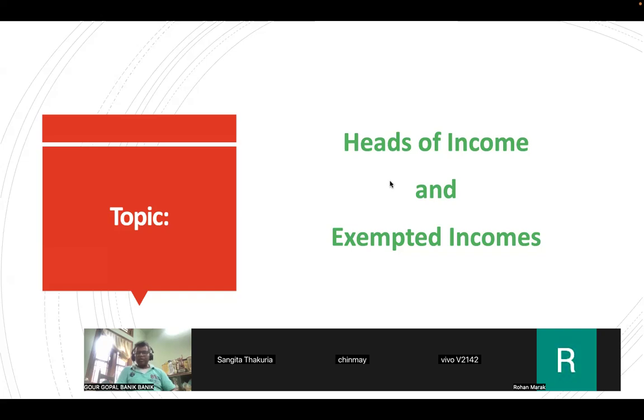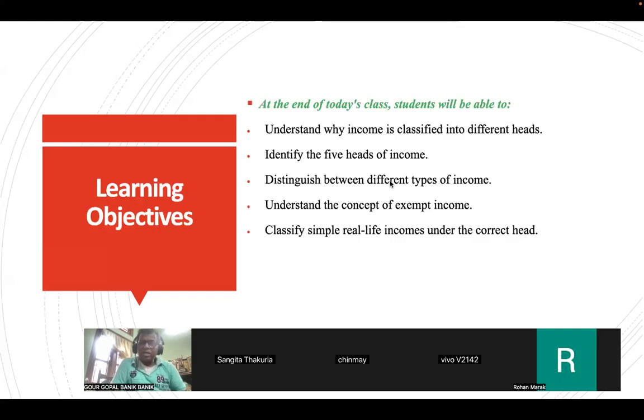We must know that there are certain incomes which are not at all taxable. So what are those incomes? We must know. All of you must know. All of us must know. So we shall deal with it again differently later on. There's a list. And then at the end of today's class, what we shall learn.